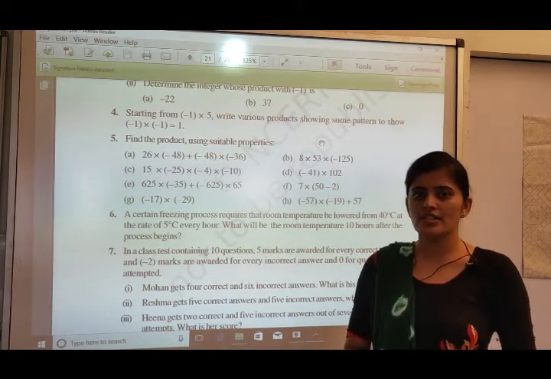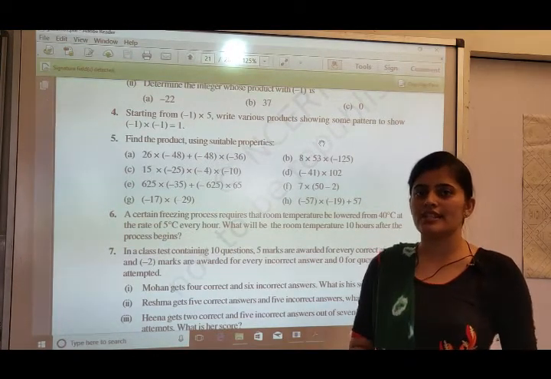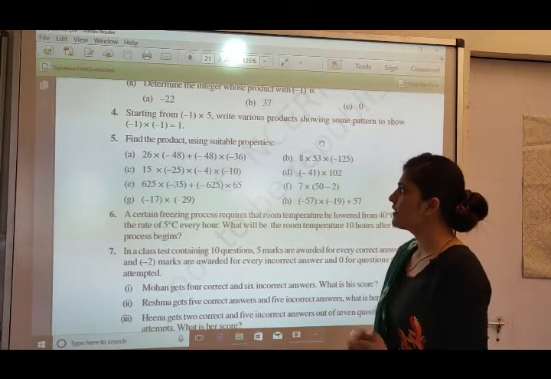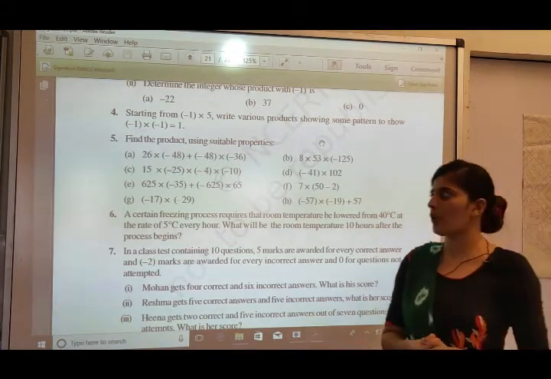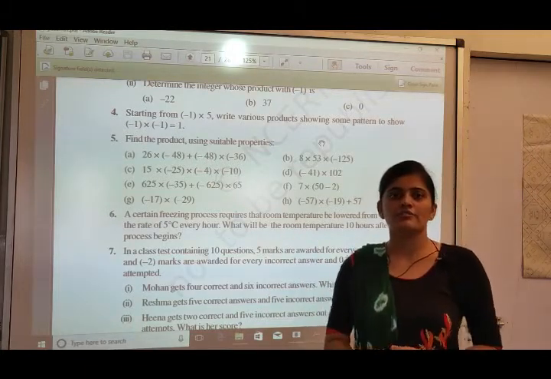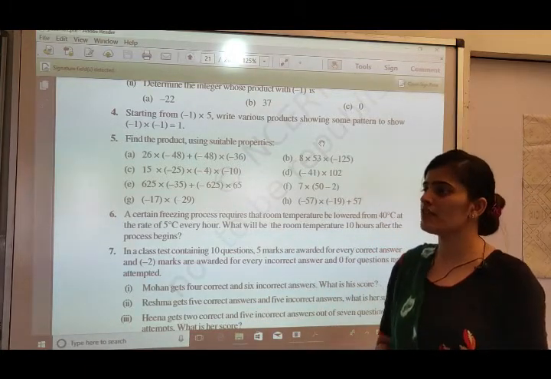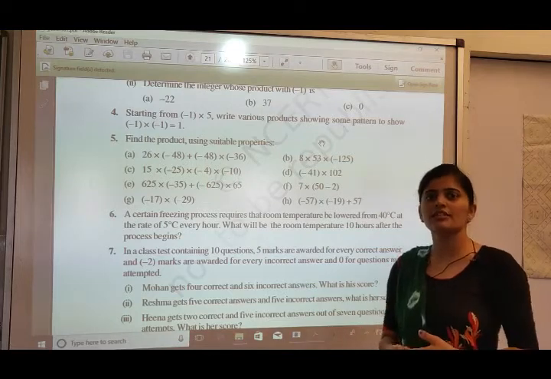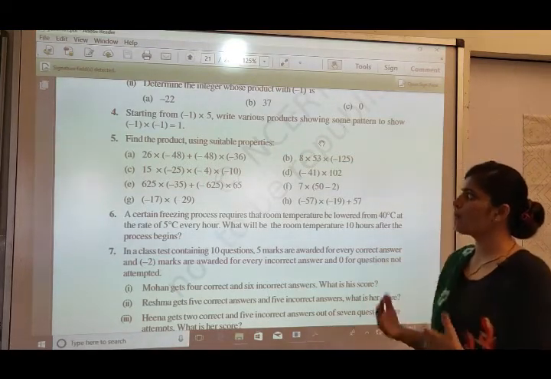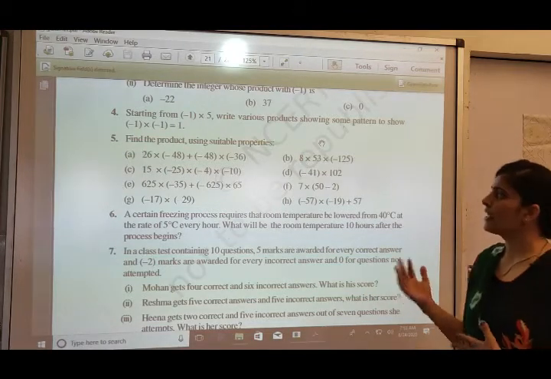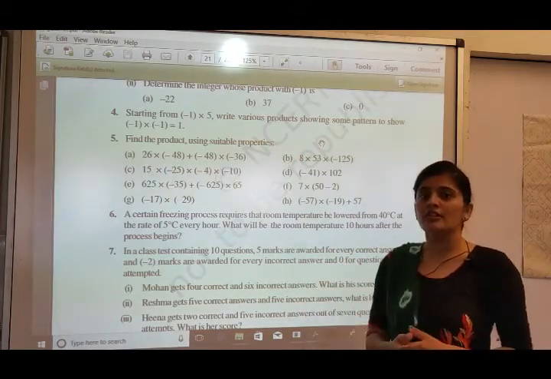Number 1, integers. Today we are going to continue with exercise 1.3, question number 5. Find the product using suitable properties. Now we have studied the properties of the product. First was closure property, second was associative property, third was commutative property, fourth was distributive property.